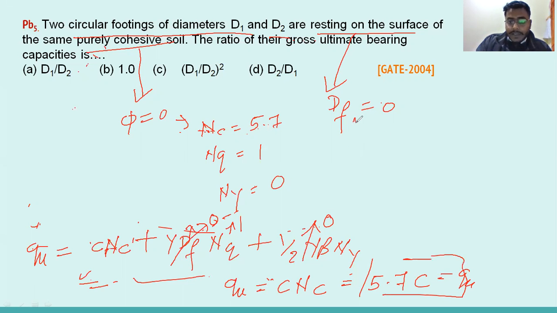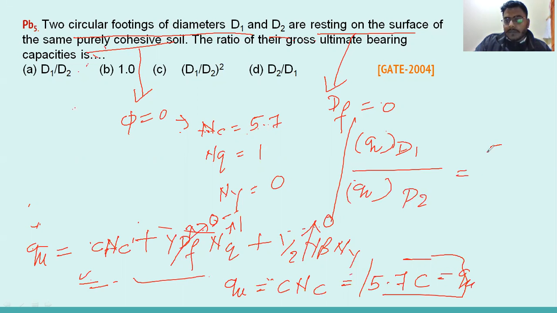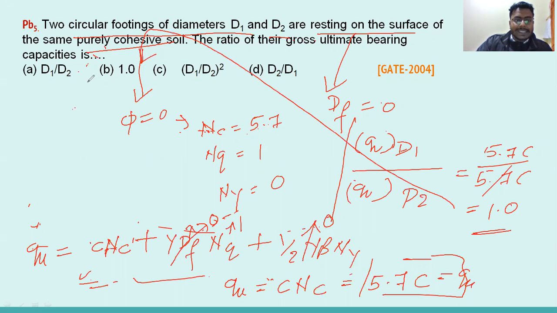So we can calculate qu for D1 and qu for D2. In both cases, you will see 5.7c, 5.7c. You get the ratio 1. Now you can choose the option, that is C. Sorry, that is B. So option B is correct.